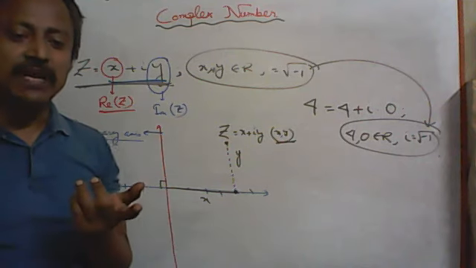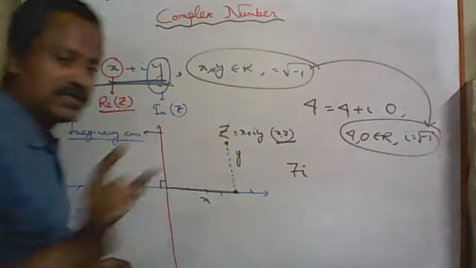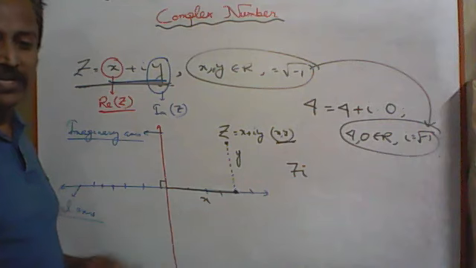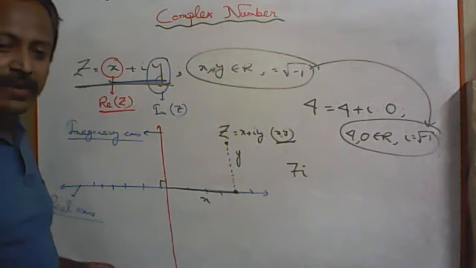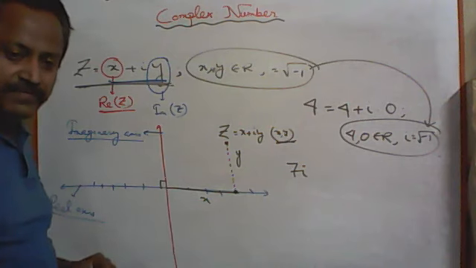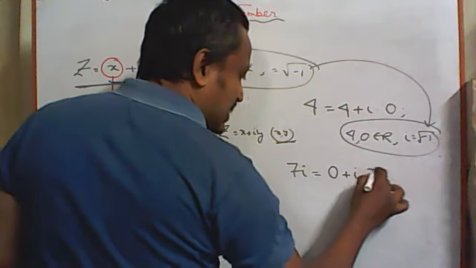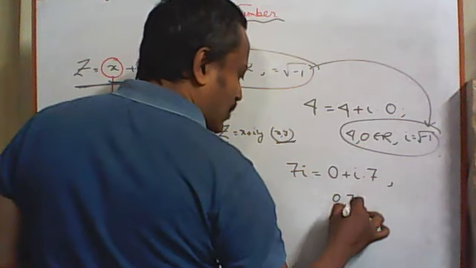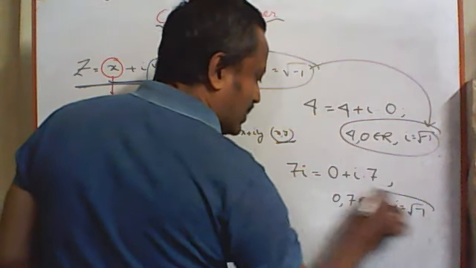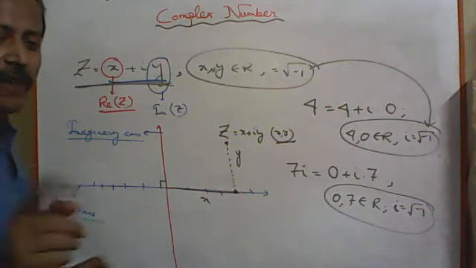So what about imaginary numbers? If we consider 7i, this is an imaginary number because 7 is real and i is multiplied to 7. So 7i clearly becomes an imaginary number according to our definition. What is the position of 7i? We can write 7i as 0 plus i into 7, where 0 and 7 belong to R and i equals root under minus 1. That means this 7i again satisfies the definition of a complex number.